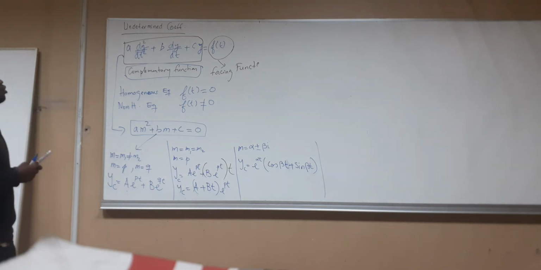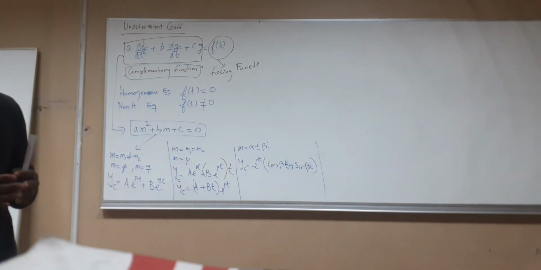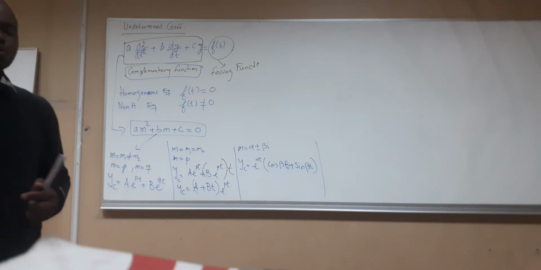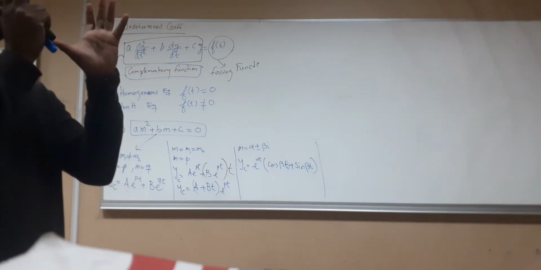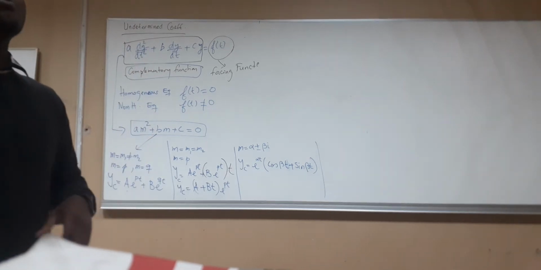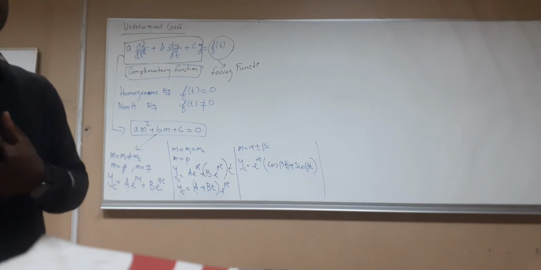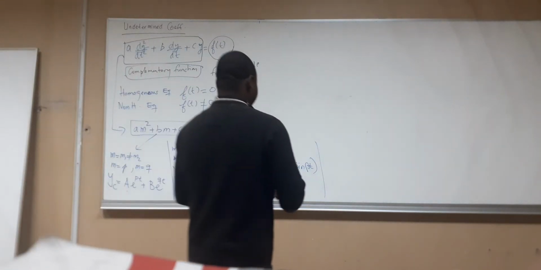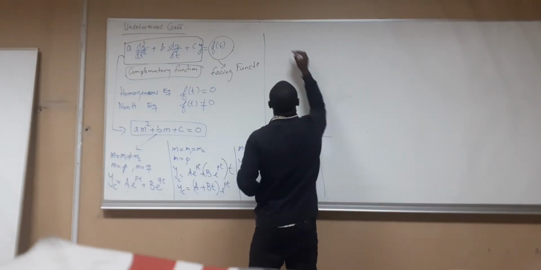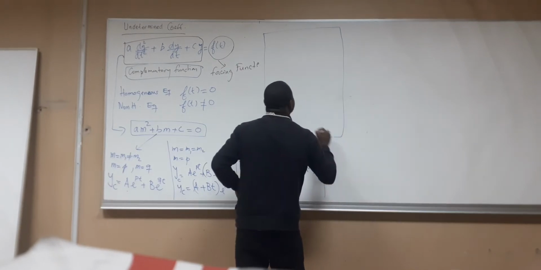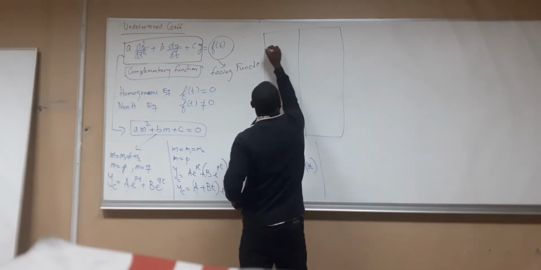Let's go to using the forcing function. In the forcing function, you have to find what you call the trial function. Remember the rule that I told you: you cannot repeat the same thing. So if you see the function is already there, you have to multiply it with the variable to make it different. Now, let me give you some different trial functions.